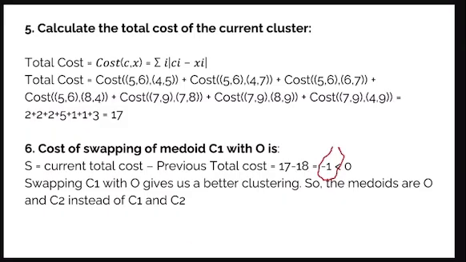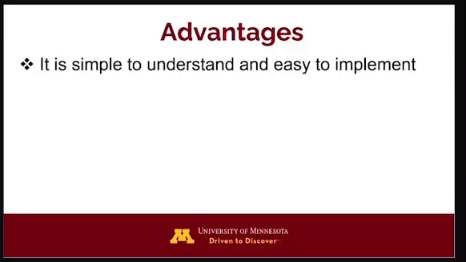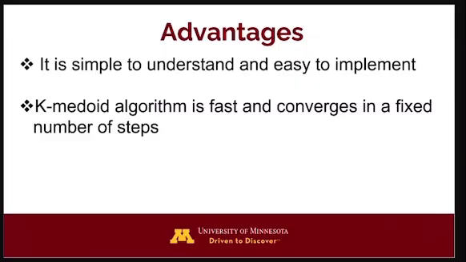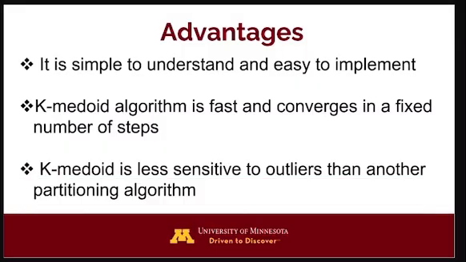Now I want to move on. Let's look at the advantages. Very easy to understand and implement. I'm talking about K-Medoid. It's fast and it converges in a finite number of steps. I told you the other time, the product of the square of the number of clusters and n minus k is actually the convergence time. It's less sensitive to outliers than the other algorithms for hard clustering. But you know what?